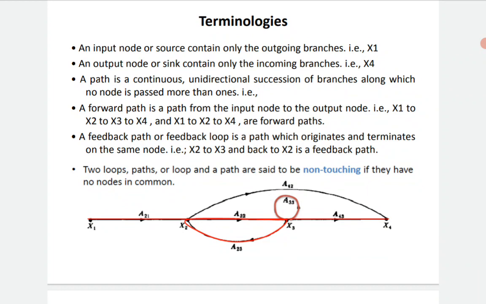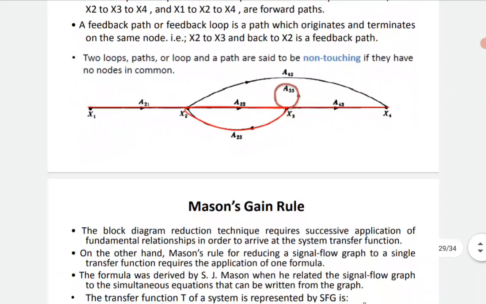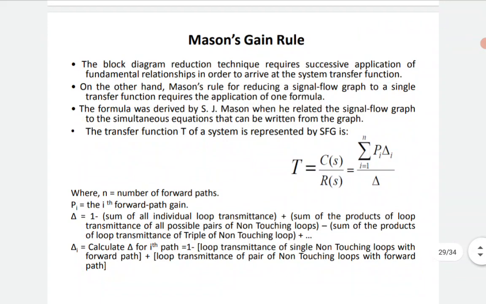Two loops, or a loop and a path, are said to be non-touching if they have no nodes in common. Obviously, if the two loops are totally isolated from each other, then we can say those two loops are non-touching, or untouched loop pairs. Now, to derive the transfer function or net gain from the SFG diagram, we take help from Mason's gain rule, or Mason's gain formula.